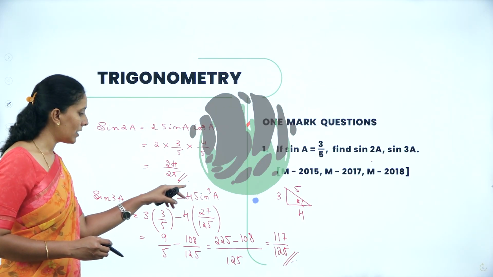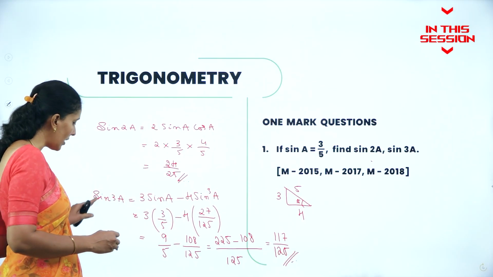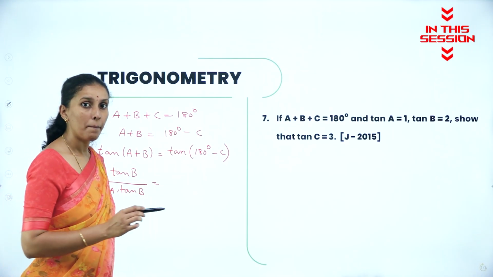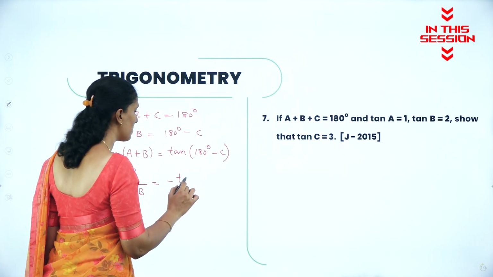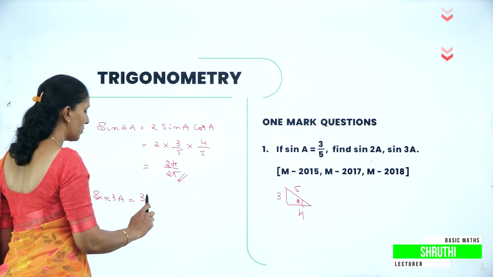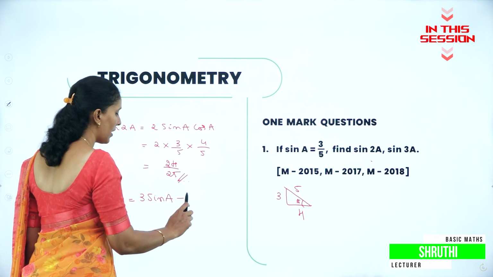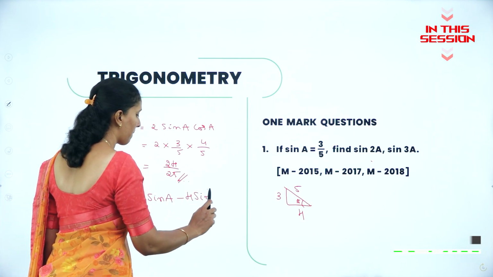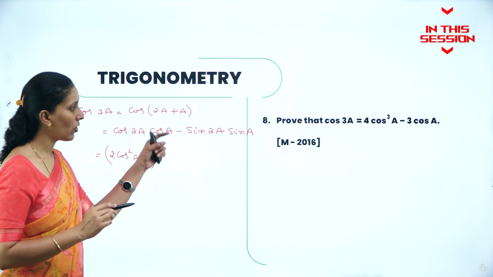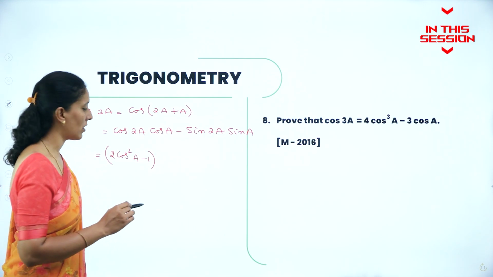3 sin A minus 4 sin cube A, you can write it in the form of sin 3A. Tan of 180 minus any angle is minus tan, so therefore here it becomes minus tan C. You know the formula of sin 3A, that is, it is equal to 3 sin A minus 4 sin cube A. Use all the expressions in terms of cos only, because on the right hand side we need only the cos function.